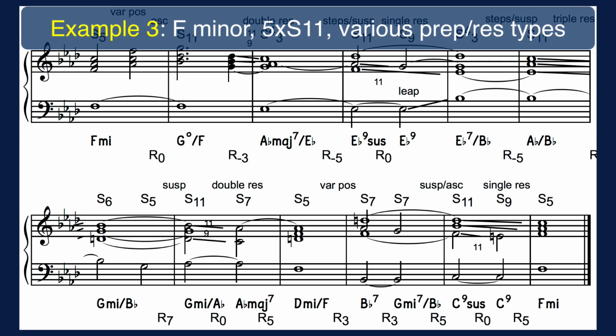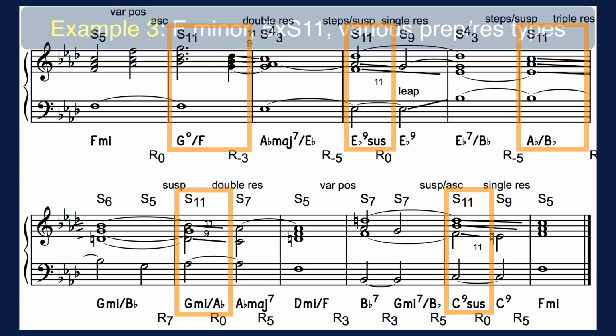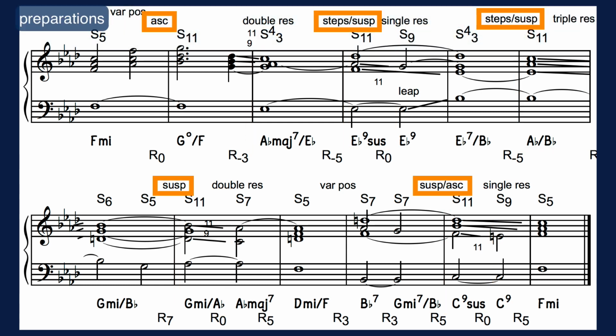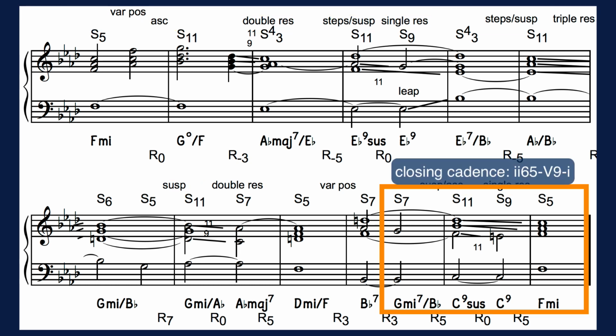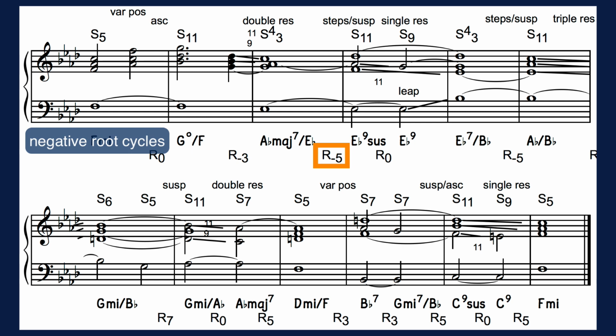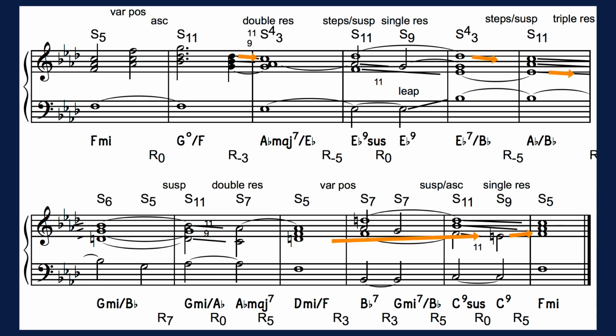The third chord progression is in F minor and includes 5 11th chords. Again, we use various preparation and resolution techniques from our catalog. There is a cadential closing involving 3 dissonant chords S7 to S11 to S9, resolving into the tonic triad F minor. There is 1 negative root cycle in the center of the example, but the voice leading now is also determined by the altered 6th and 7th degree of the ascending melodic minor scale.